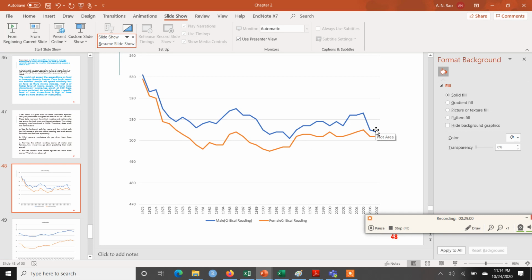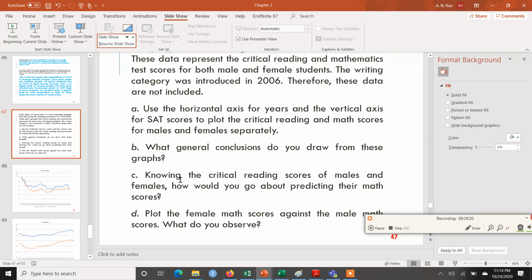Right now we are not commenting about the relationship between gender and score, but I'm just commenting upon what's being displayed by this plot, that overall it seems that the males are outperforming their female counterparts in the critical reading aspect.